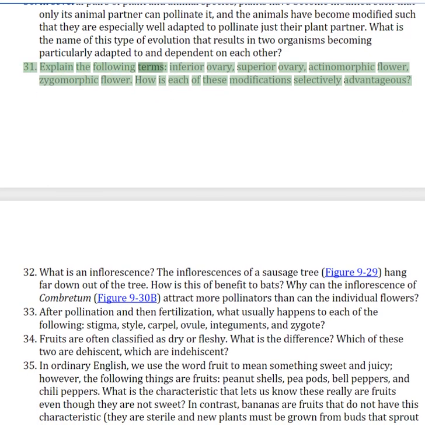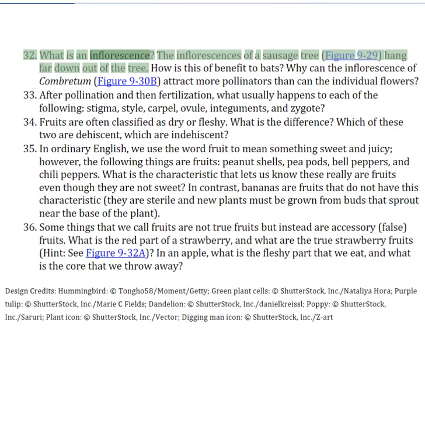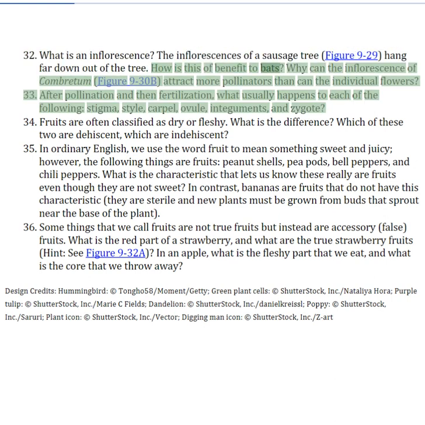31. Explain the following terms: inferior ovary, superior ovary, actinomorphic flower, zygomorphic flower. How is each of these modifications selectively advantageous? 32. What is an inflorescence? The inflorescences of a sausage tree hang far down out of the tree. How is this of benefit to bats? Why can the inflorescence of combretum attract more pollinators than can the individual flowers?